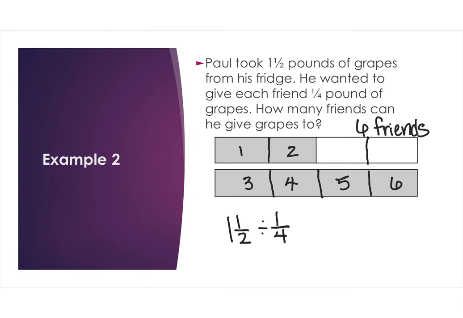Let's try it using keep, change, flip. First thing I need to do is change my mixed number. So I have to do 1 times 2 plus 1, which is 3/2. I change my sign, and then I flip or find the multiplicative inverse of 1/4. I'm going to multiply straight across. 3 times 4 is 12. 1 times 2 is 2. 12 divided by 2 is 6.